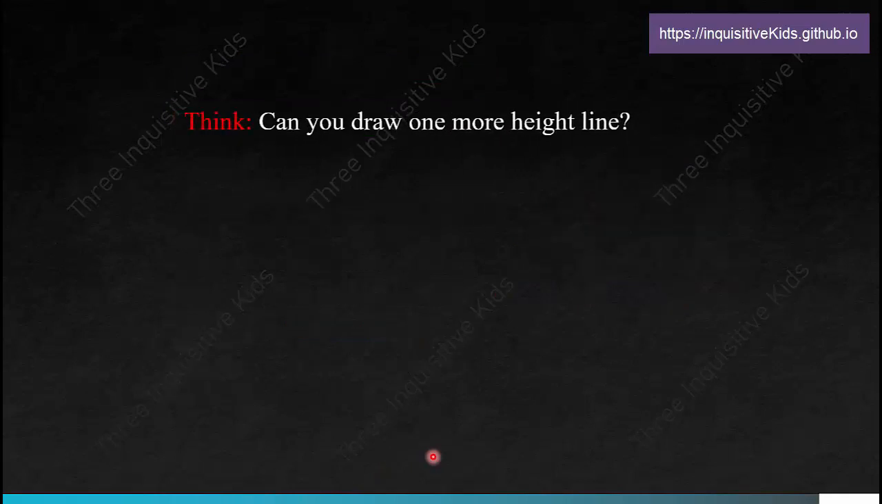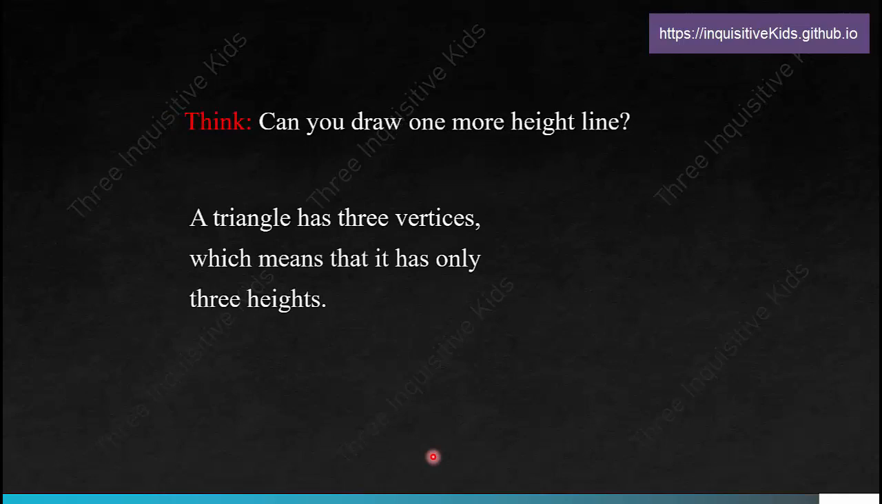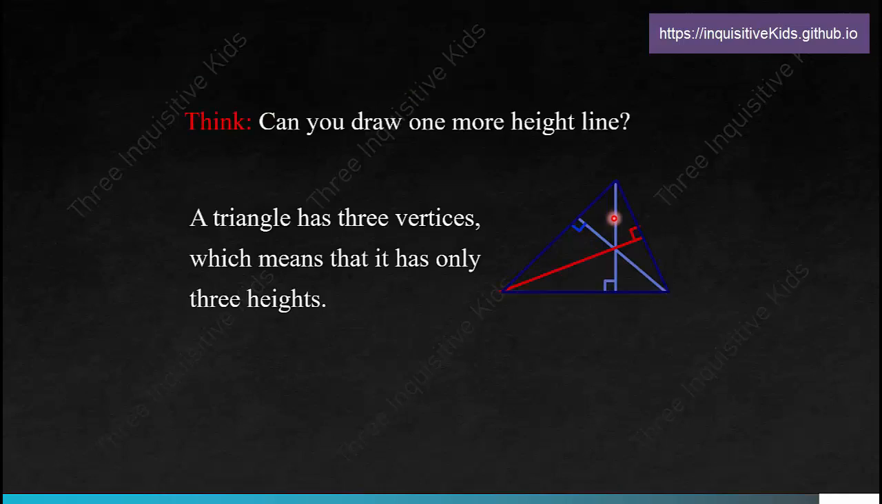Can we draw one more height line? A triangle has 3 vertices, which means that it has only 3 heights. Over here is a triangle. There's one height, a second height, and a final third height. Do you see how these are intersecting at one point?